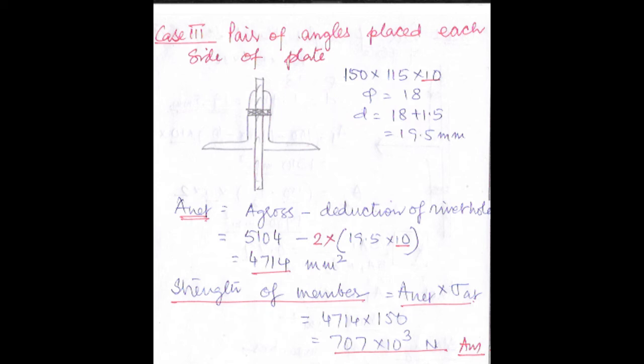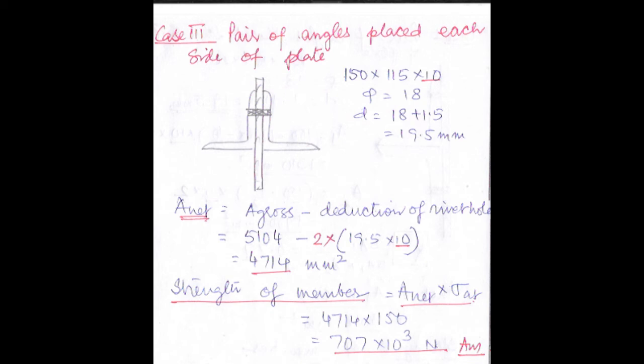So what is the section? 150 by 115 by 10. 10 is the thickness over here, correct? And what is the diameter of the rivet they have given? 18 millimeter. So that is the nominal dia. Gross dia will be 19.5 millimeter. Okay. Now net area. What I have told, what is the formula?